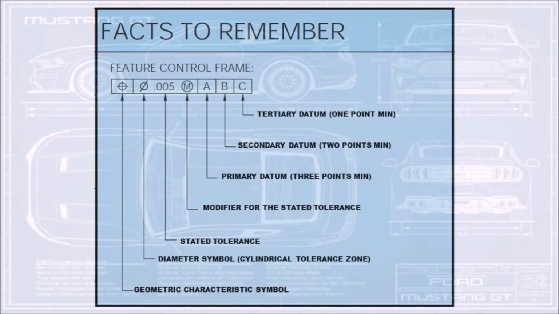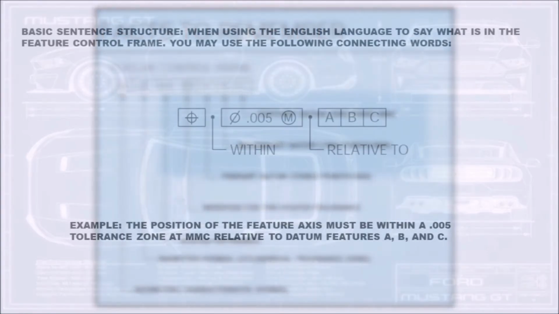Facts you should remember for feature control frame. Geometric characteristic symbol. Diameter symbol, cylindrical tolerance zone. Stated tolerance. Modifier for the stated tolerance. Primary datum, 3 points minimum. Secondary datum, 2 points minimum. Tertiary datum, 1 point minimum.